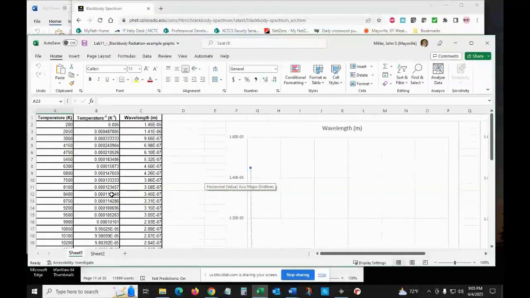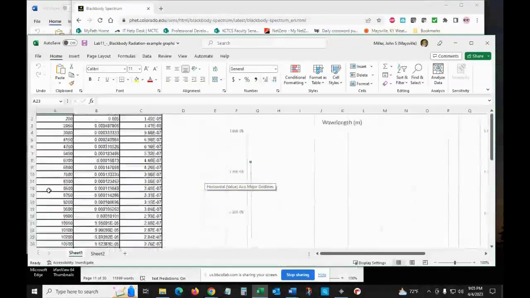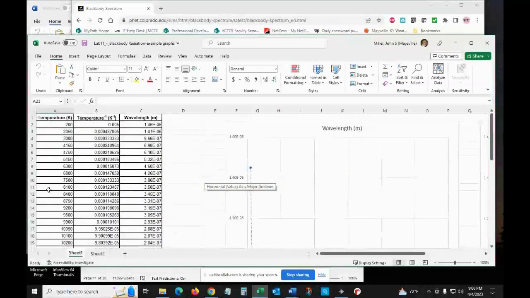Your initial graph should be curved. Look at the expression of Wien's law with wavelength isolated on the left. This should tell you what you need to do with your temperature values to get a linearized graph.